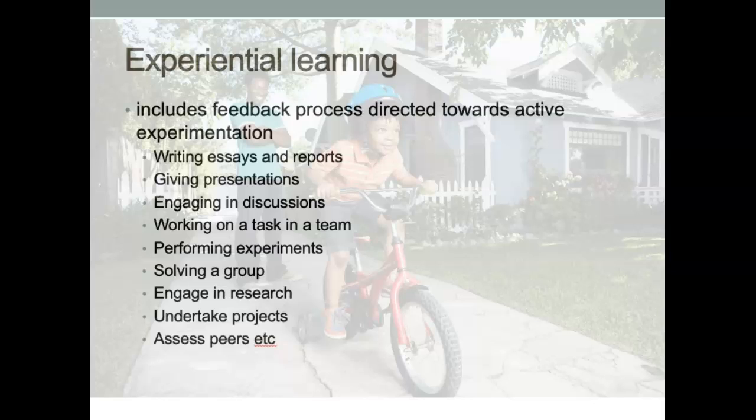what they are learning. So experiential learning has been talked about quite a bit in various literature, where it talks about how feedback can help in terms of students actively transforming what they learn through the provision of essays and reports, through giving presentations, getting them engaged in discussions in the classroom, getting them to work with people. Collaboration is very important, because collaboration is key in making people connect and also communicate with others. Getting them to perform experiments, solving things in a group, engaging in research-based tasks. So these are things that they would be able to use and learn, and they can also undertake projects and even assess their own peers.